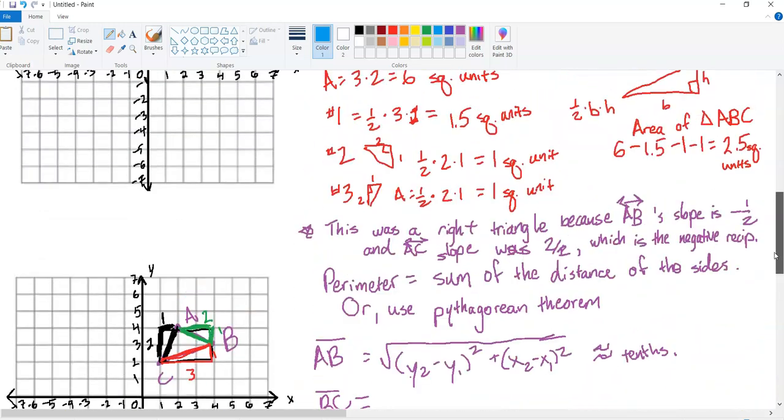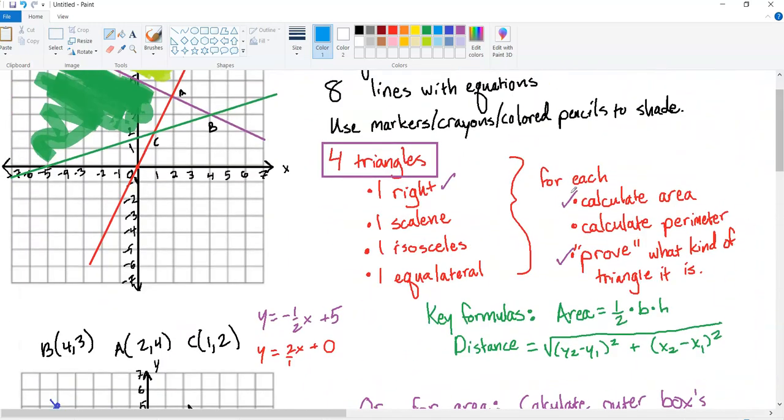Last, let's make sure I've covered everything. So now what we've done, we did our right triangle, we did our area, perimeter, and we proved what kind of triangle it is. So this triangle is done. You'd carry on doing your next triangle. Let's say you've got one over here, and it is GRE, and you're going to go ahead and do great work showing that it is either scalene, isosceles, or equilateral.